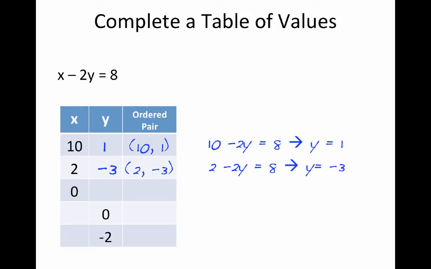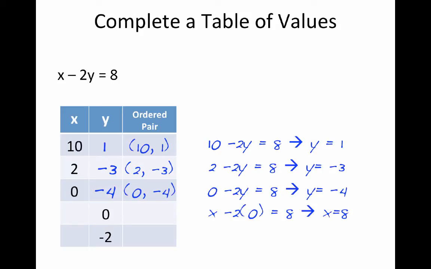The next value we're given is x is equal to 0. When I plug that into the equation, I have 0 minus 2y is equal to 8. When I solve for y, I get y is equal to -4. So the ordered pair is 0, -4. The next value I'm given is y is equal to 0. When I plug y is equal to 0 into the equation, I have x minus 2 times 0 is equal to 8. Well, -2 times 0 is 0, so x is equal to 8. I can write the ordered pair 8, 0.